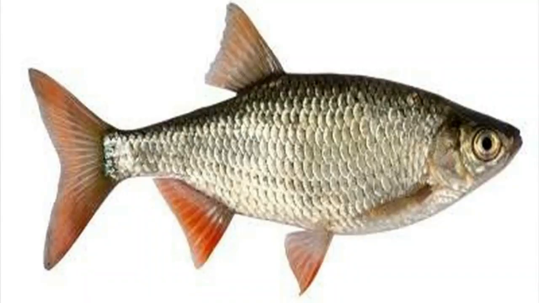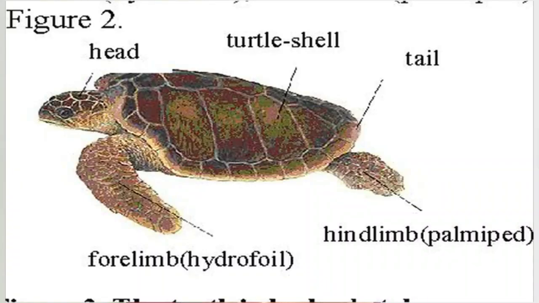So the second group of animals is aquatic animals. Let's discuss these aquatic animals. What do you mean by aquatic animals? The animals that live in water. Such types of animals we can call aquatic animals. And which are the aquatic animals we can see in our surroundings? Fish, crab, then turtles, dolphins, whales, all these are aquatic animals.